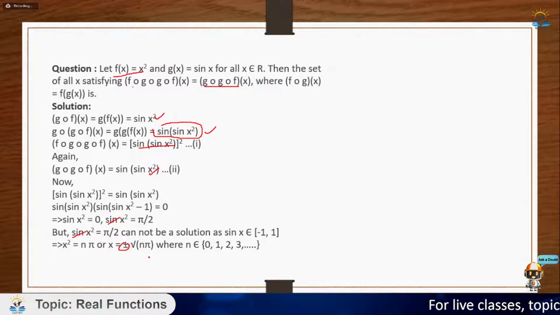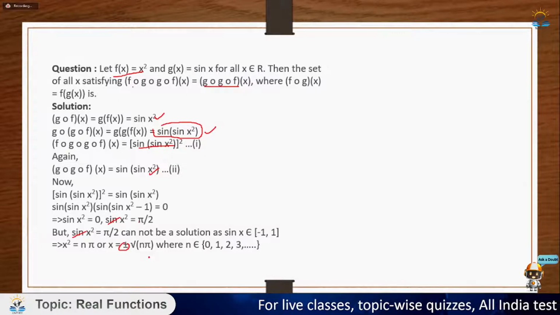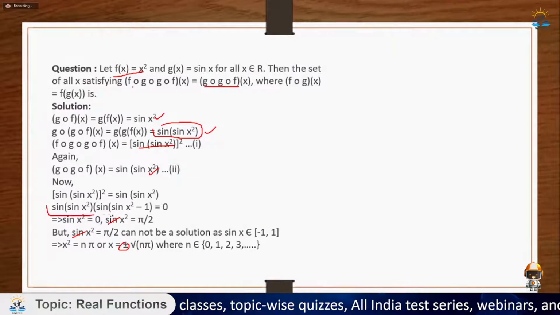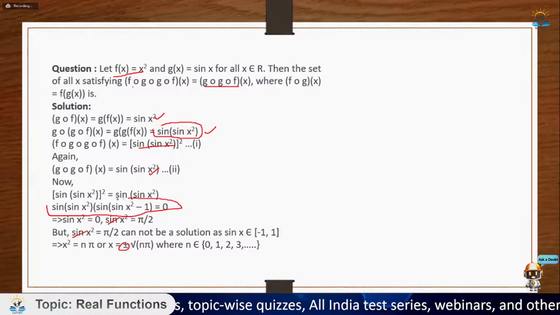So this was one thing. You have to just do whatever is asked to you. If it is asked f of g of f x, then you will first do f x, then you will apply g on it, then you will again apply g of g on it, then you will again apply f on it. Then you will equate both these two. You will get this equation as your master equation. This equation is your master equation.